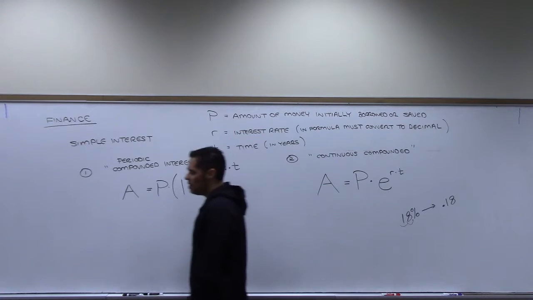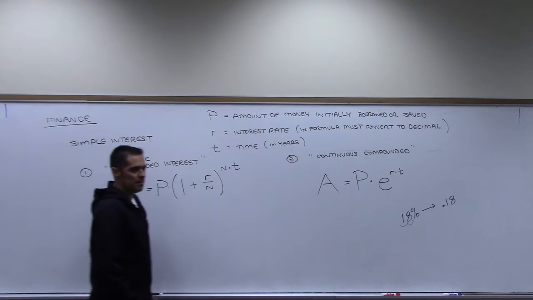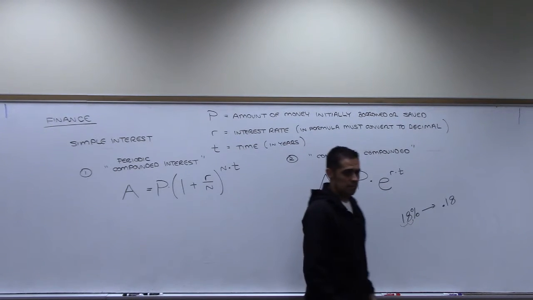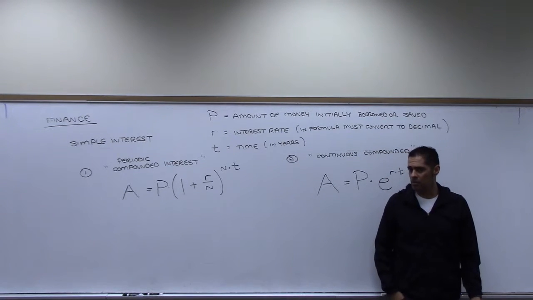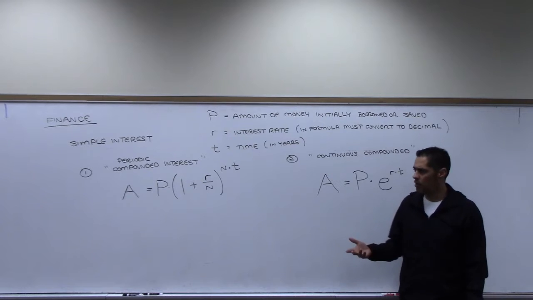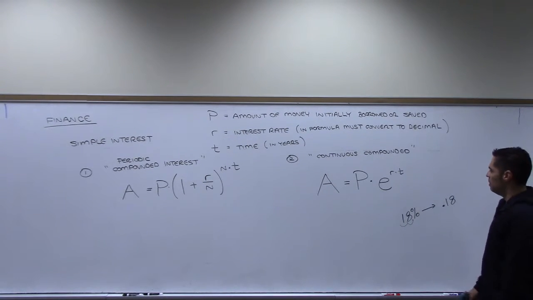Because what if you say that you're going to borrow money for 6 months? Then t is not going to be 6, right? T is going to be like 0.5, half, something like that. So you need to pay attention to that when you're doing the problem. All right? What's left?